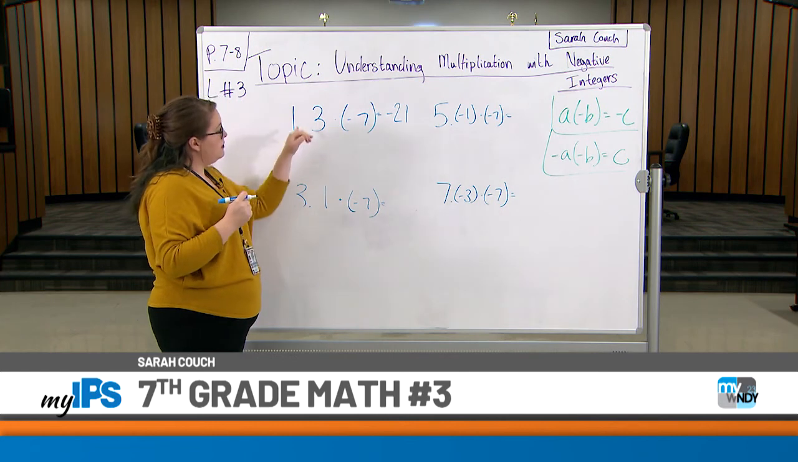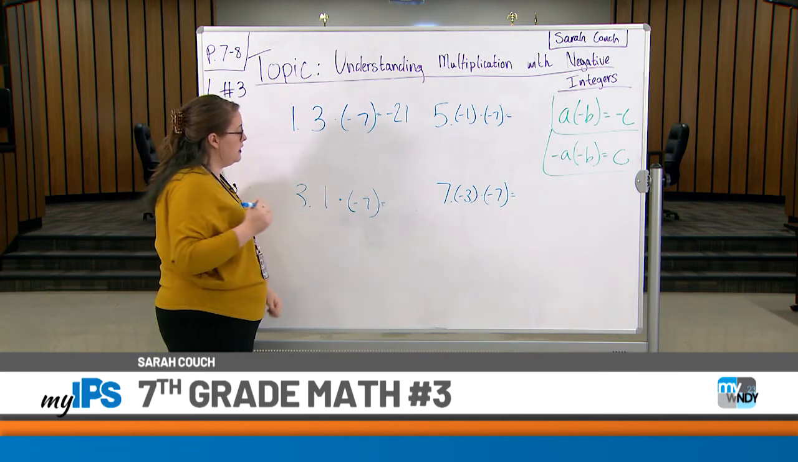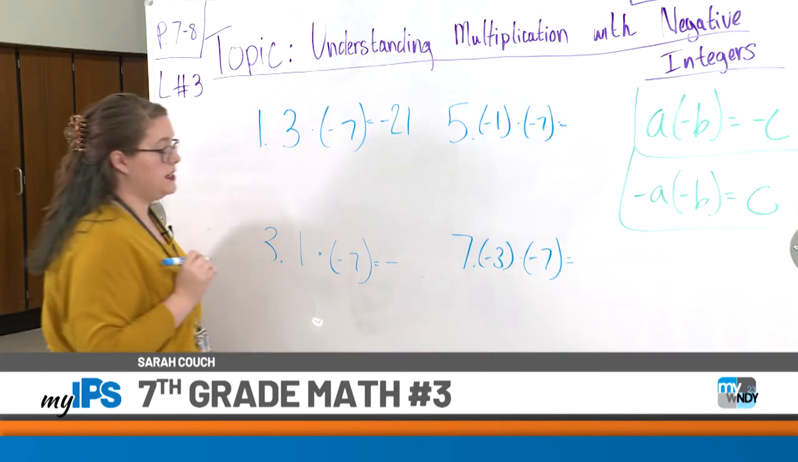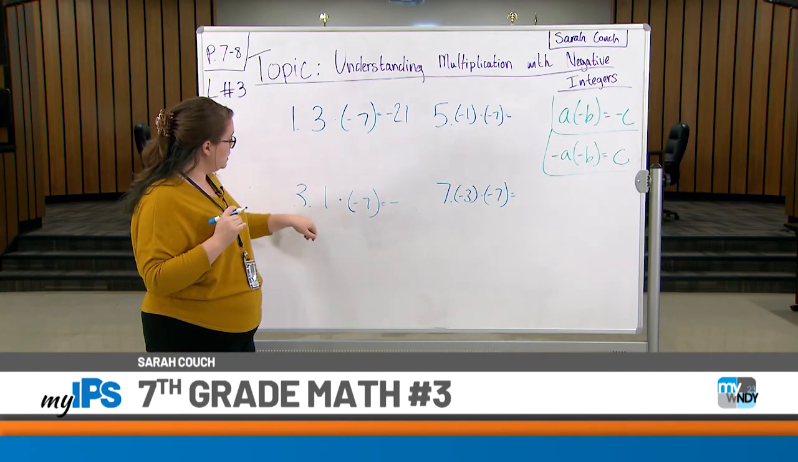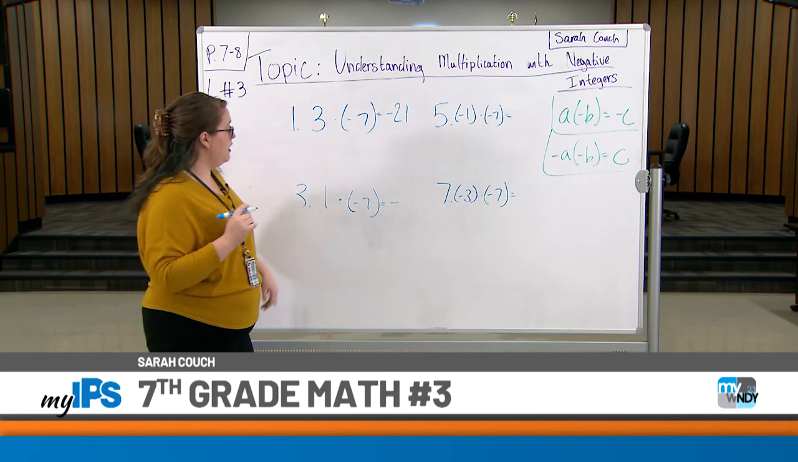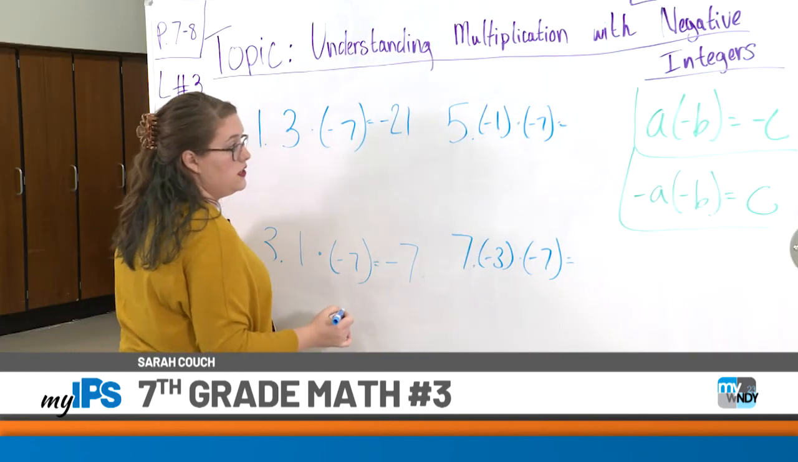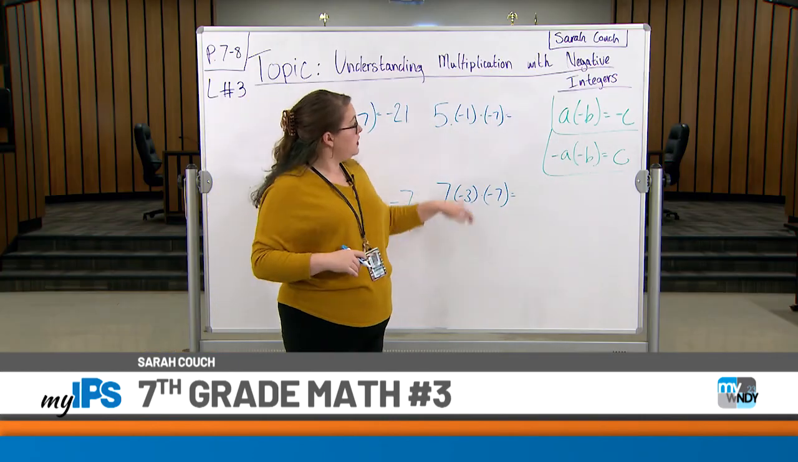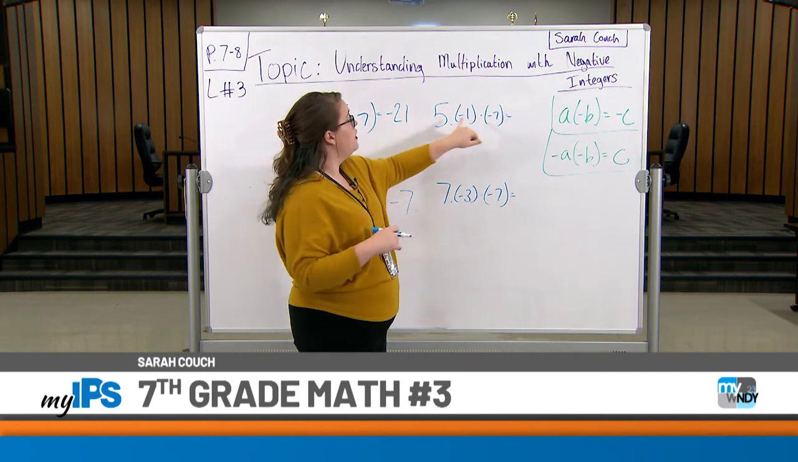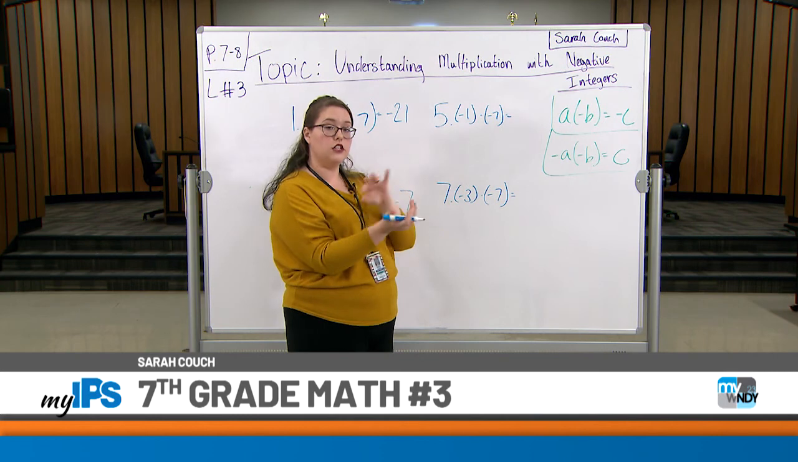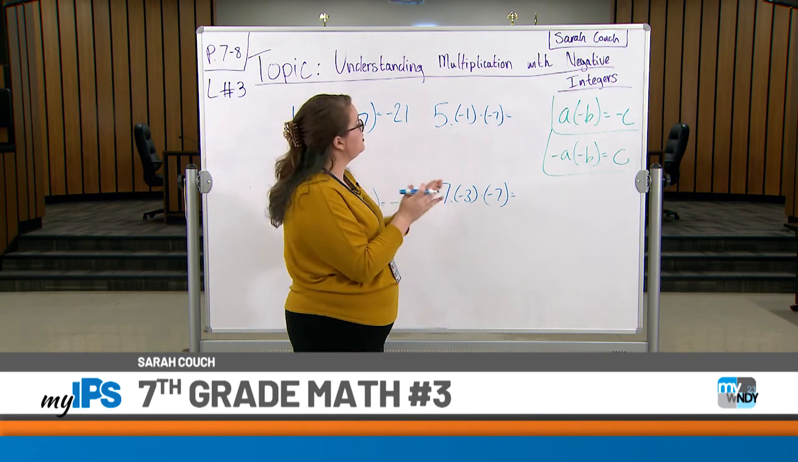Number 3, same thing. We only have 1 negative, so our answer has to be negative. And then any number times 1 is itself. So if we're multiplying that 7 by the 1, our answer has to be negative 7. So we know that it's going to be 7, right? Because we just did 7 times 1 over here. We're going to do 1 times 7, right? Those are interchangeable. Order doesn't matter with those.